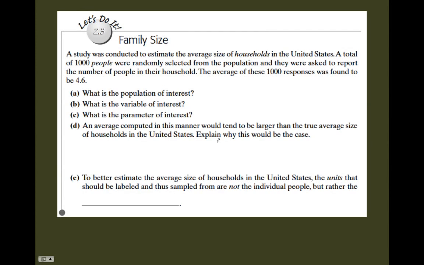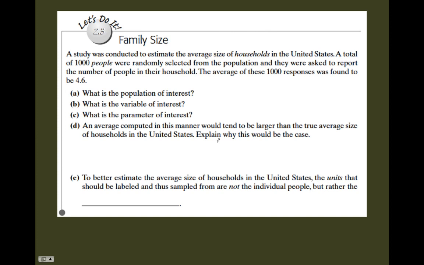Here's an example. Let's do it right out of the textbook to kind of, again, look at these different terms and definitions. A study was conducted to estimate the average size of households in the United States. A total of 1,000 people were randomly selected from the population, and they were asked to report the number of people in their household. The average of these 1,000 responses was found to be 4.6.